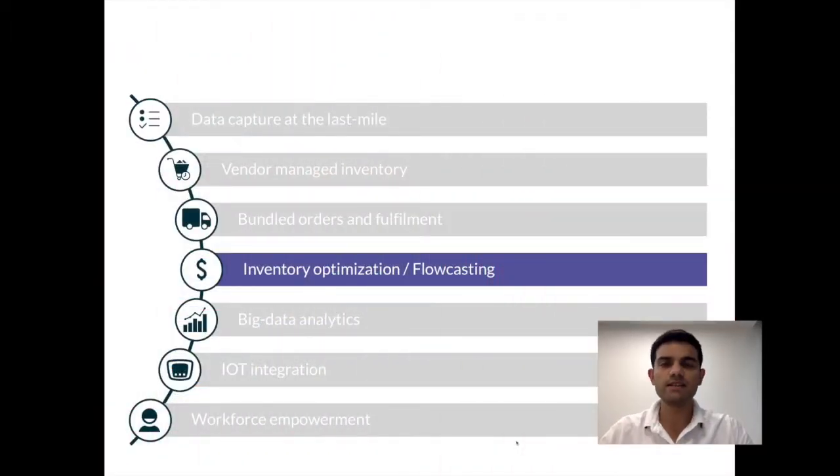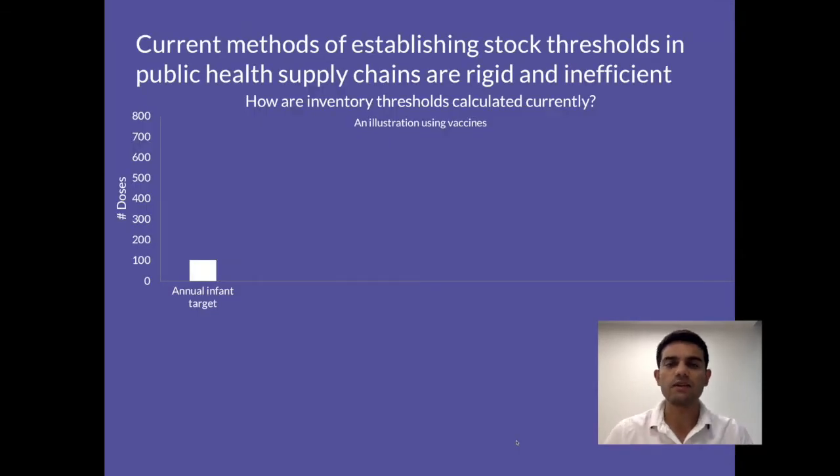The next use case that I'll be demonstrating is inventory optimization and flow casting. Now, this is a case study from one of the countries where Logistimo was deployed, and I'd like to showcase the inventory optimization feature of the product using this particular case study. So I'll start off with quickly talking about how the stock thresholds for most medical commodities are set in public health supply chains of emerging markets. So let's take vaccines as an example, but a similar process is used for most healthcare commodities.